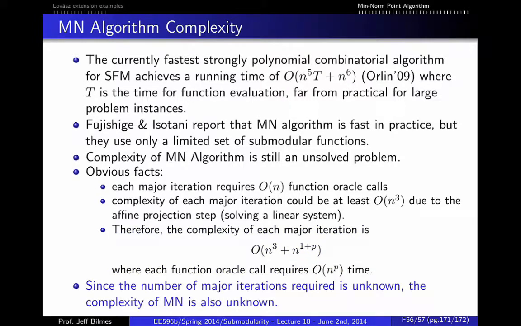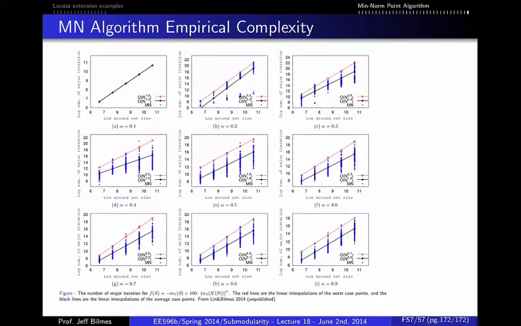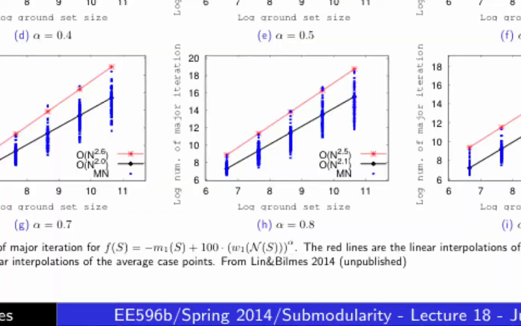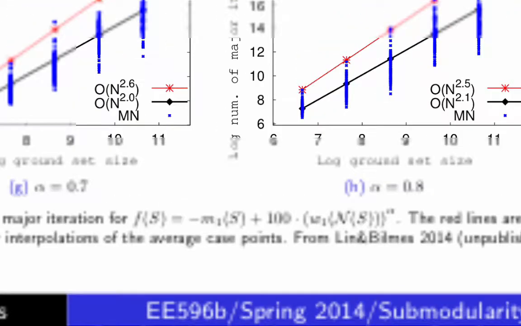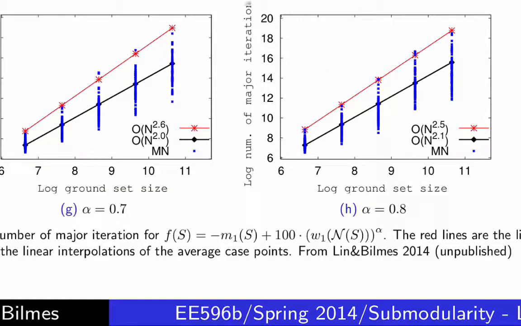The real question is, how many major iterations does it require? The number is unknown. And maybe this is something you can try. When you're doing your code, you can report how many major iterations it requires. I do have some initial results. These are results that were generated by my student, Hui Lin. And they show, let me just zoom in, this was surprising, something that we discovered.